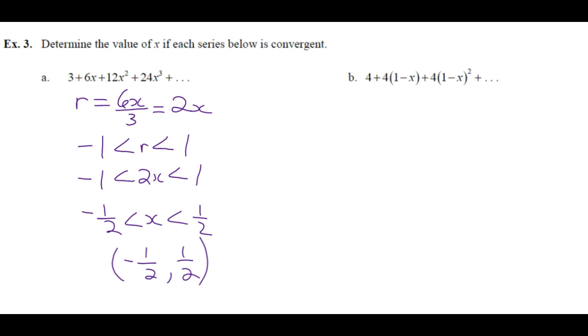Okay, what do we do here? Okay, so same deal, right? Got to find r. Okay, what's r? Well, what's the expression we're going to use to get r? So we're going to take a term and do what? Divide it by the preceding term. So r is 1 minus x. What do we know about r?